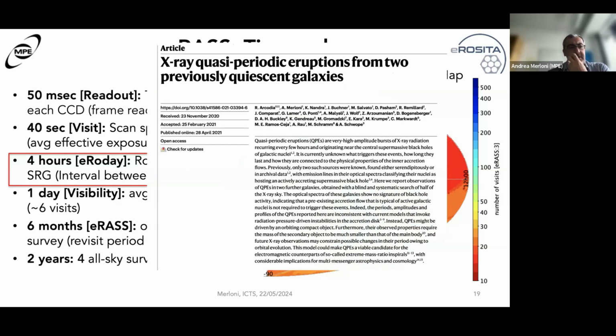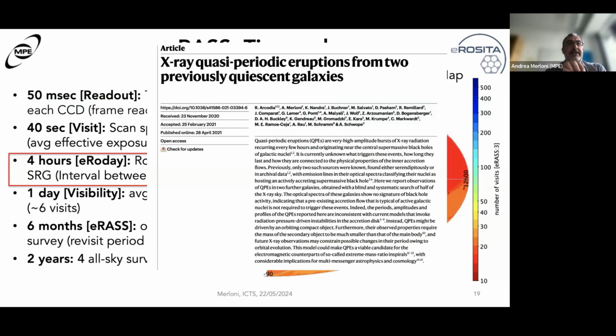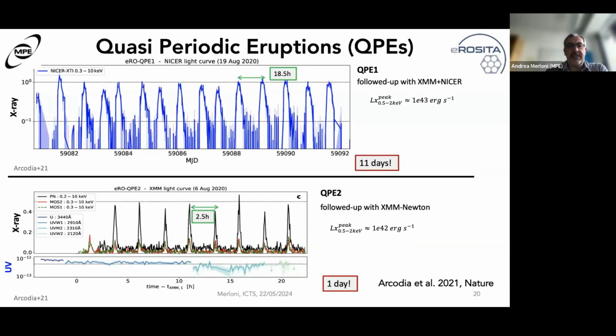A second major discovery that we made, thanks to this cadence of 4 hours, was actually 4 quasi-periodic eruptors. These are really fantastic objects. With eROSITA, we only get candidates. So we are searching for extragalactic sources in the nuclei of nearby galaxies that are bright in a visit and then disappear in the following visit, and they're bright again. And then we follow this up with XMM-Newton or NICER.